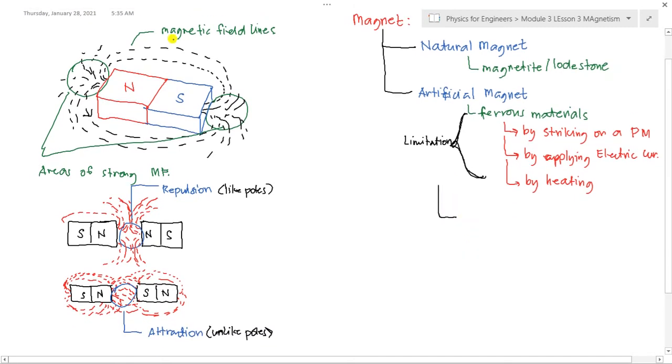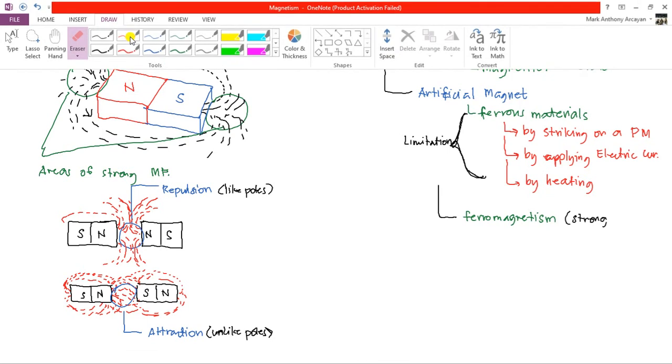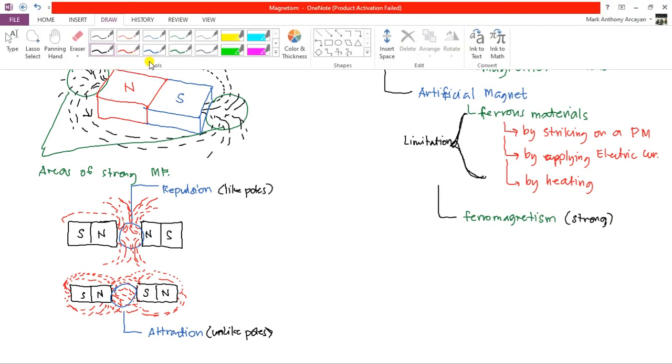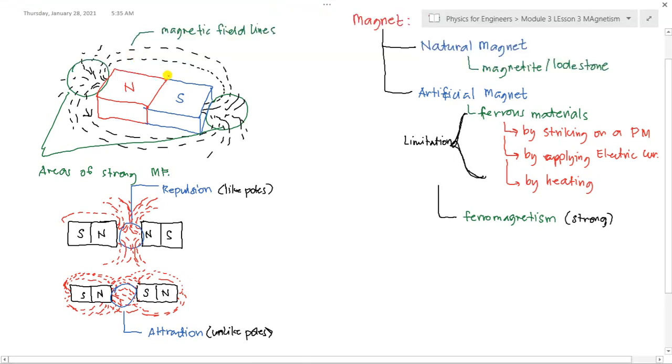The first one, we call this ferromagnetism. So when we say ferromagnetism, these are strong magnets. These are strong artificial magnets. For example, neodymium is strong, right? Are you familiar with neodymium magnets? Oh, they are strong. So examples of ferromagnetism are ferrous materials like steel, iron, neodymium, and so on and so forth.